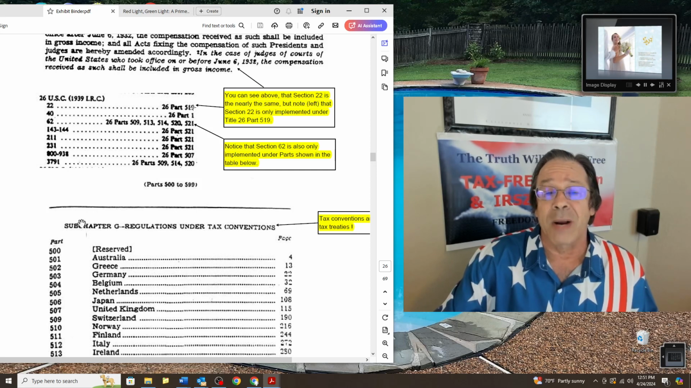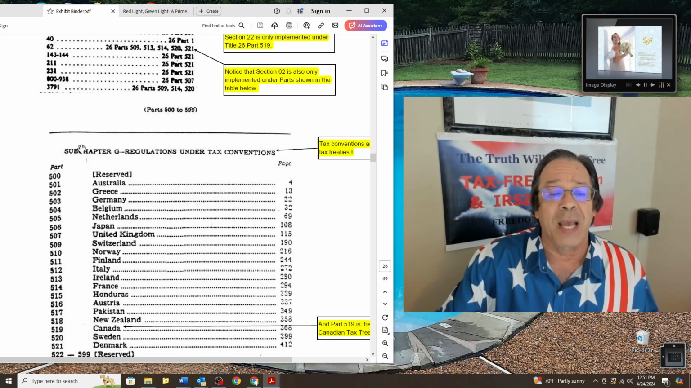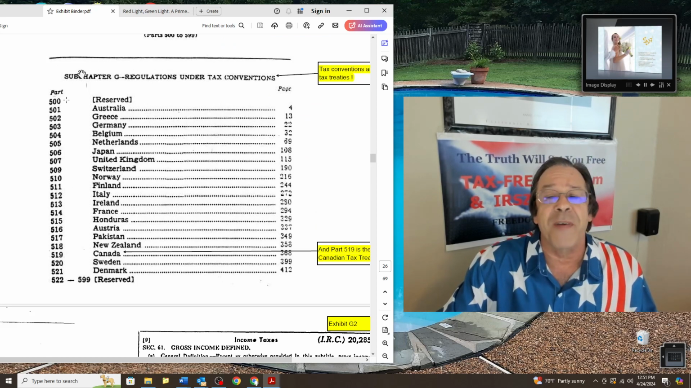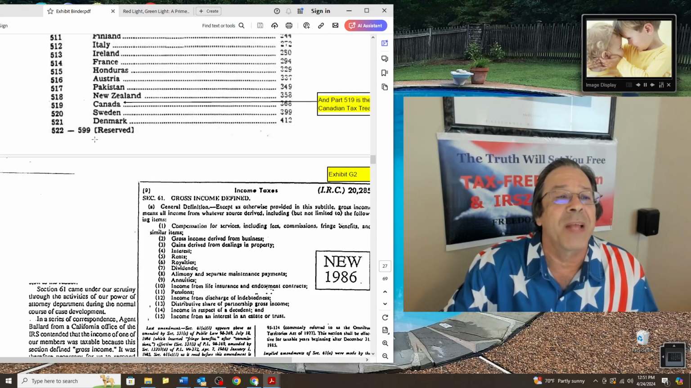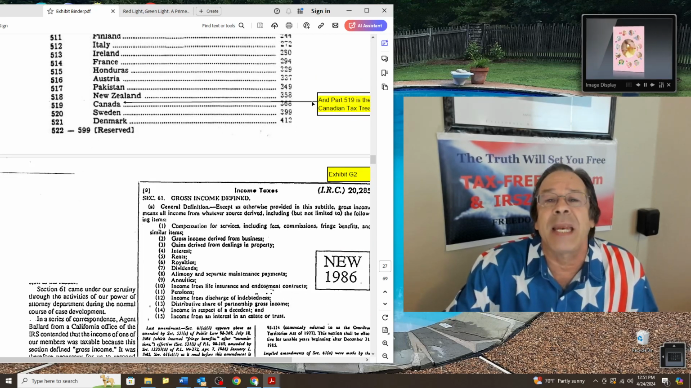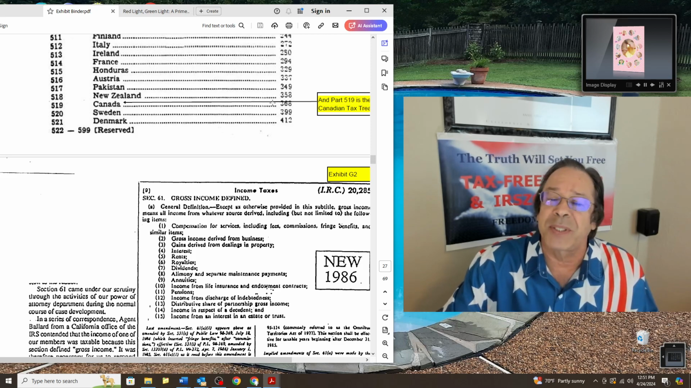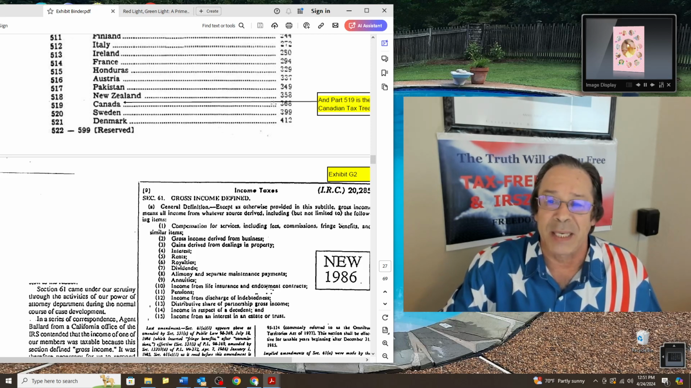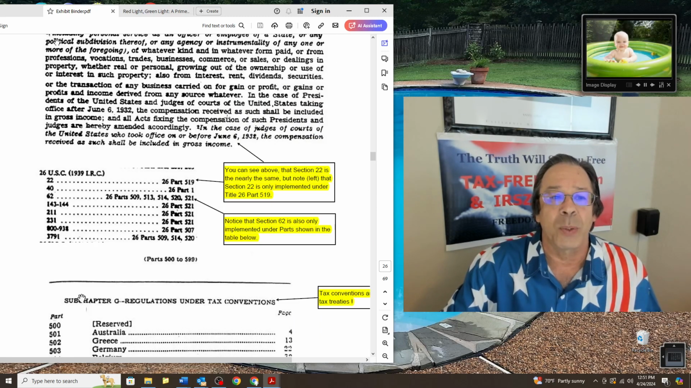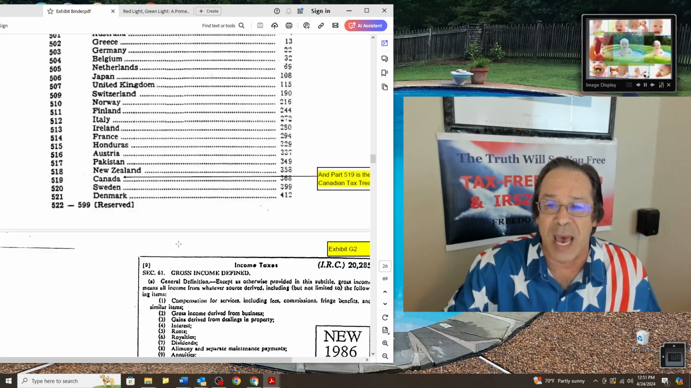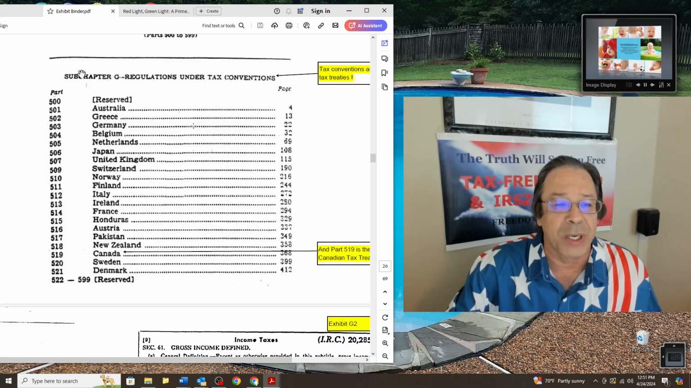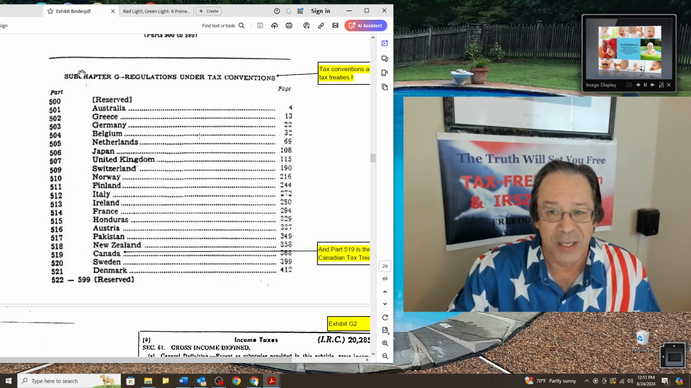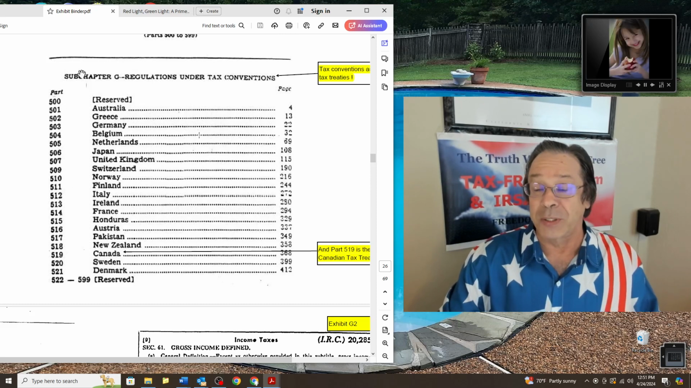Oh, well, this is getting interesting. Now, what is Part 519? Oh, well, look. All the 500 parts are tax treaties. And 519 is the Canadian tax treaty that was signed in 1918 and lasted for 75 years. So Section 22A was enacted as part of the Canadian tax treaty that taxed the salaries, wages, and compensation of Americans working in Canada. Nowhere else. Another foreign source of income.